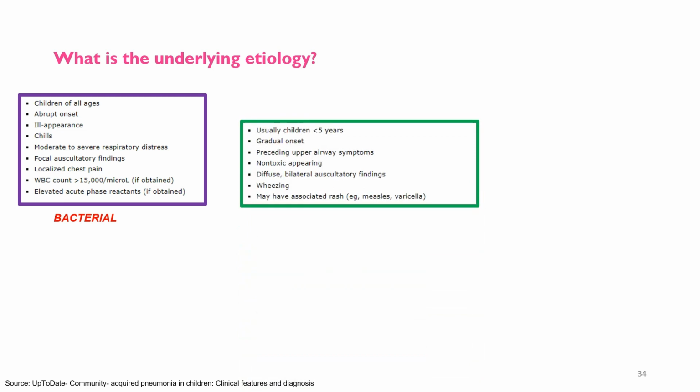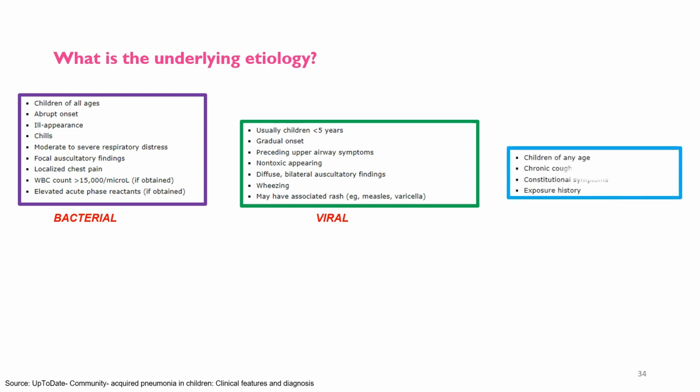If you have a child with gradual onset of symptoms, he has some upper airway symptoms like a runny nose, cough, some mild ear pain, he's looking overall fine, not as sick as the big kids in the video. You have some diffuse bilateral auscultatory findings. So there's not one place where you can hear reduced air entry. There's not one place where you can hear crackles. There's some wheezing. There's some skin rash. This is going more with a viral infection.